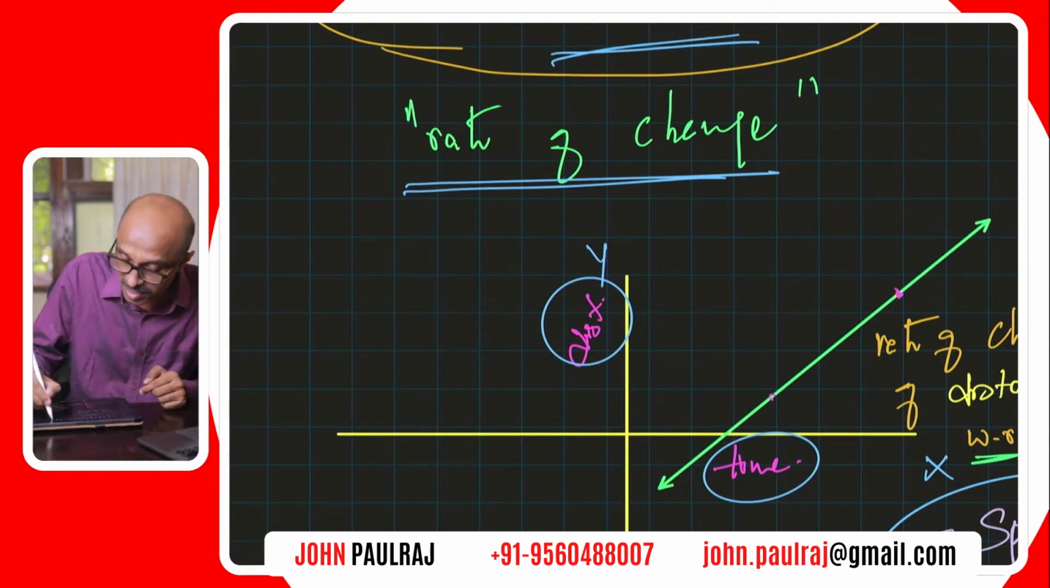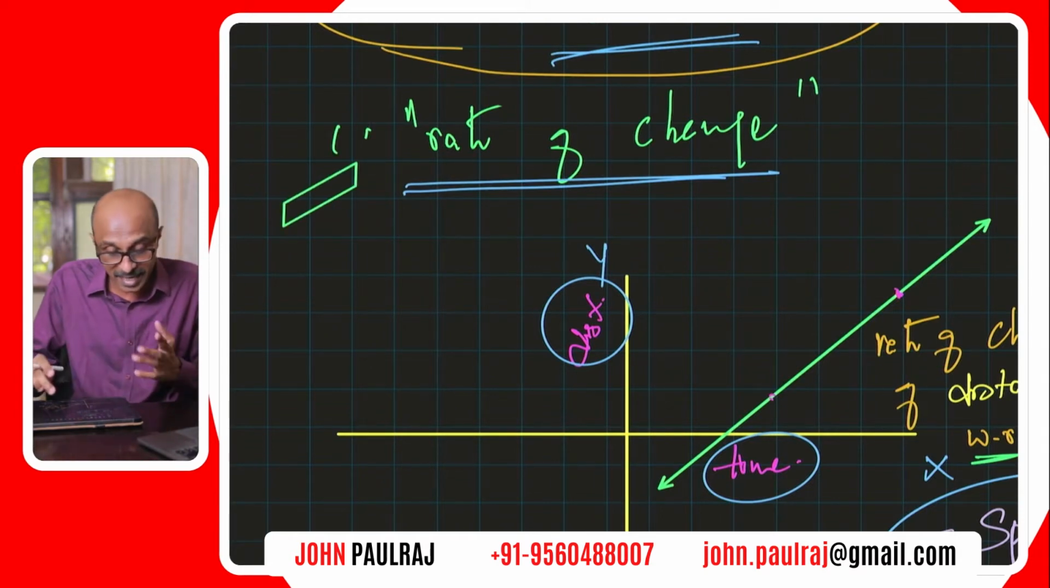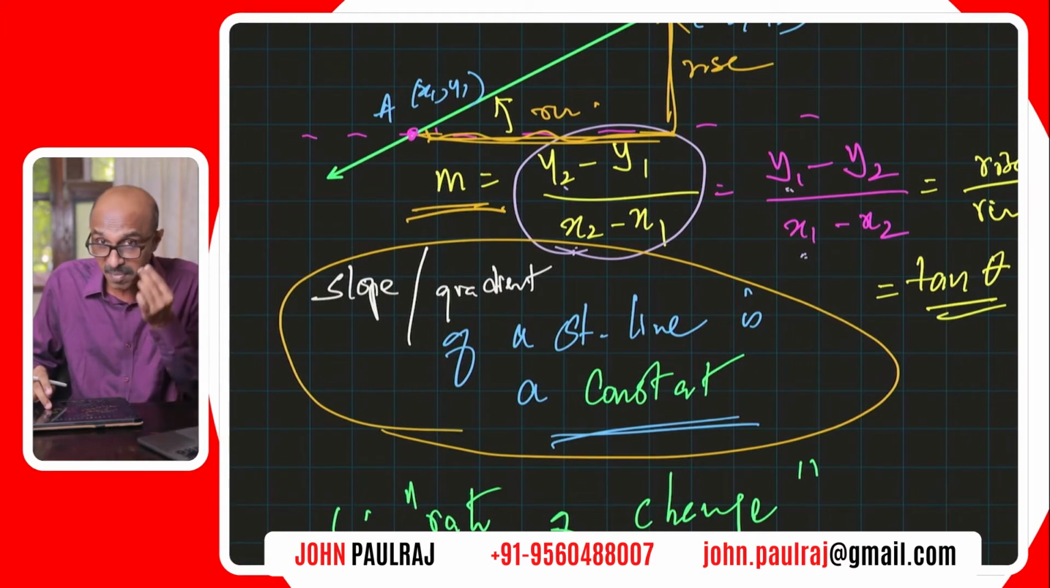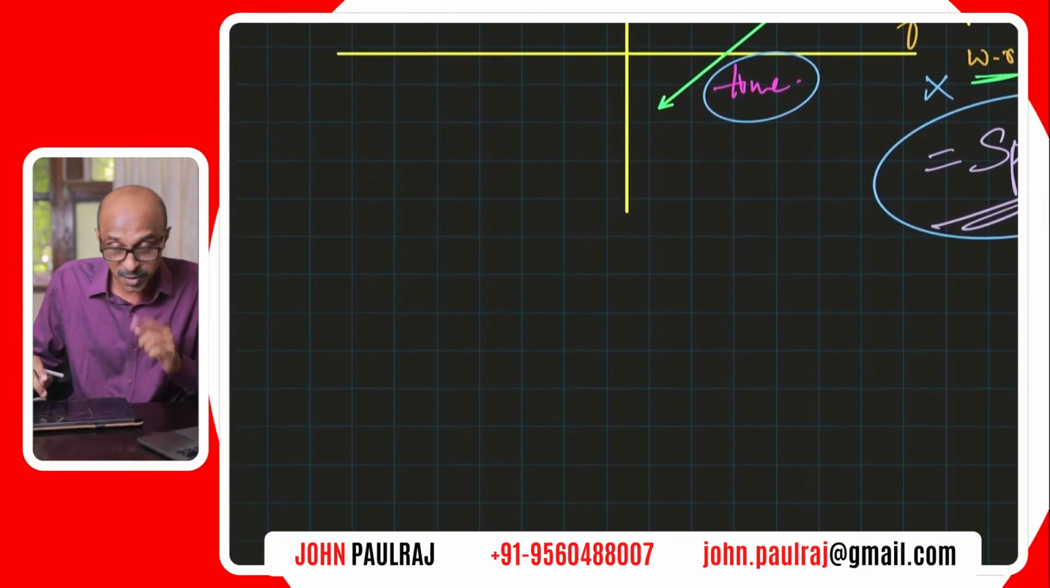That's the first thing that we need to understand, that the slope of a straight line, yes, that formula is y2 minus y1 over x2 minus x1, but there's a meaning. The meaning is rate of change. Clear? Let's move on. That's for a straight line.